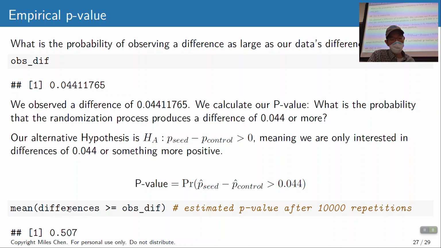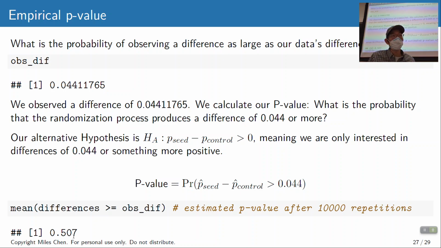So we're going to ask, differences greater than or equal to our observed difference. This is going to be a logical vector. And what's the proportion where this is true? This happens around 51% of the time. So by random chance, I would get a difference of 0.044 or something bigger around 50% of the time.